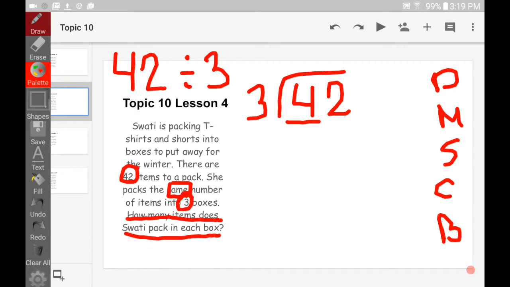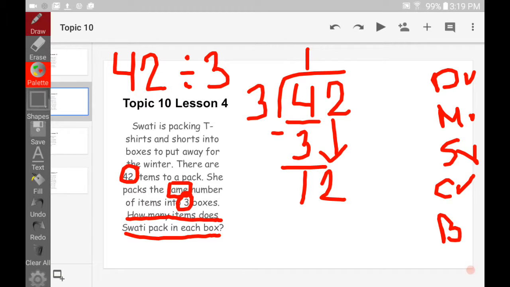I think, well, 3 can go into 4, so that does divide. It goes in only once. I can multiply that. 1 times 3 is 3. I can subtract. 4 minus 3 is 1. I check. 1 is less than 3. We're good there. I see over here that I have a 2 to bring down, so I'm going to bring that down. And I start all over again.